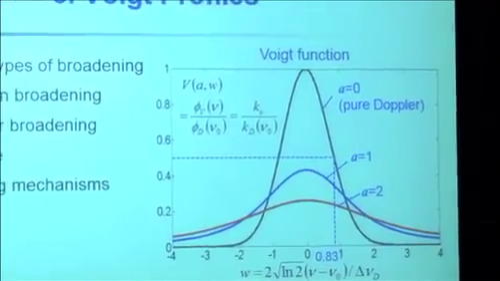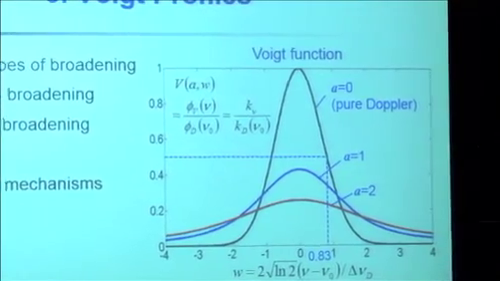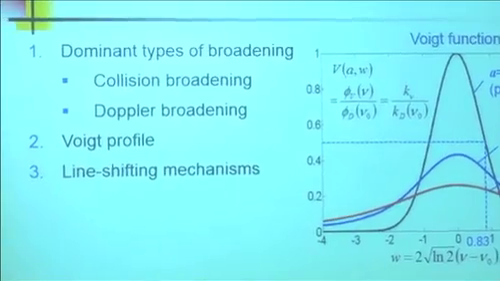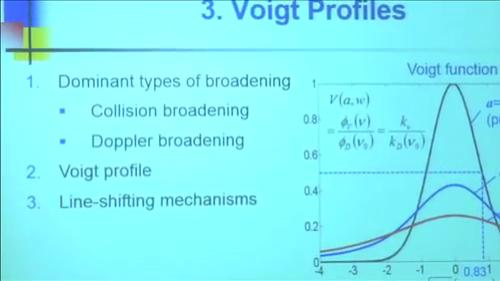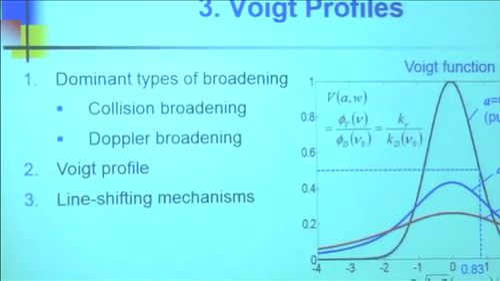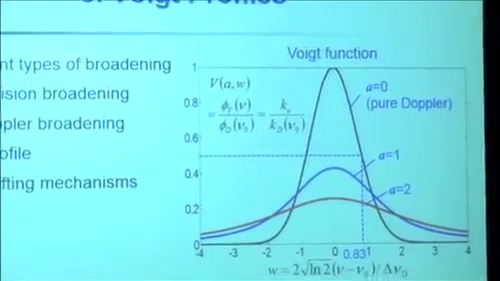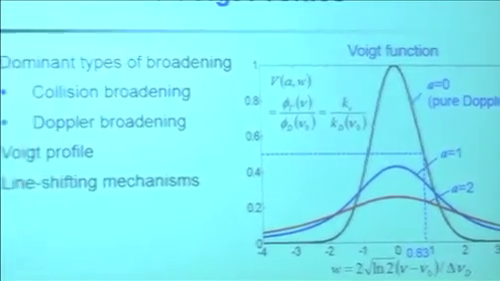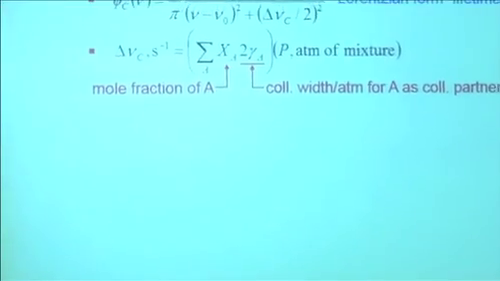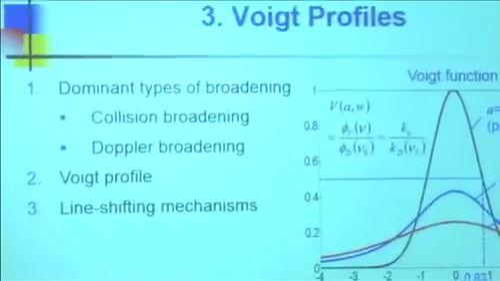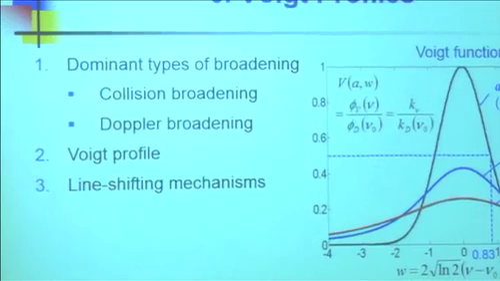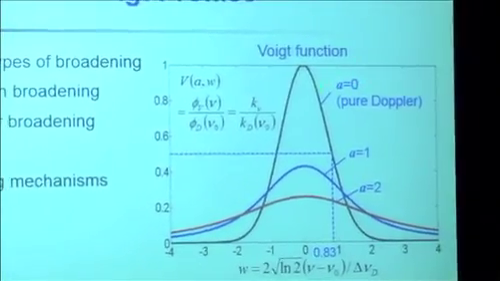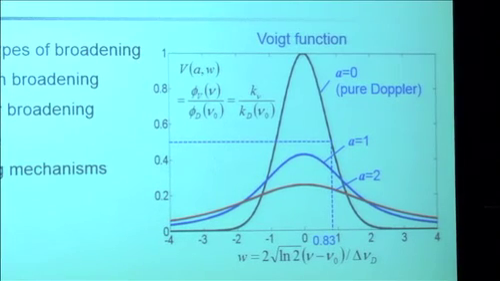So the Voigt profile is defined in terms of a parameter called A, which I'll show you in a minute, which is a measure of the relative influence of collision broadening and Doppler broadening. It's a ratio. I should have had it down here. When A is 0 it is pure Doppler. When A is big it is pure collision broadening.